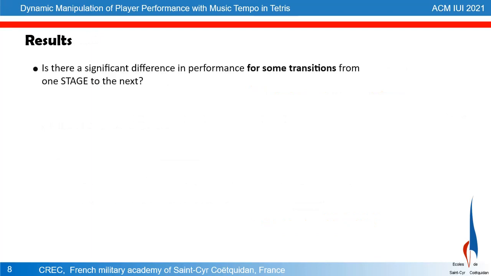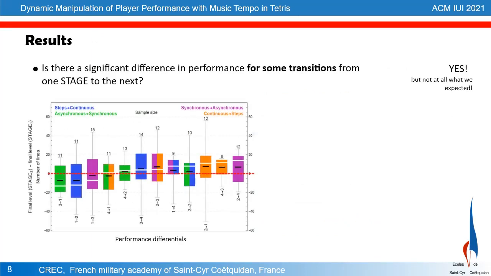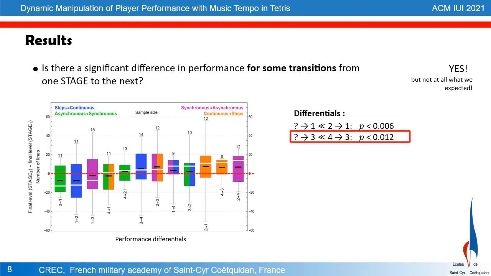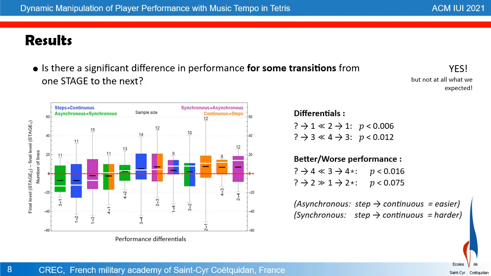The analysis shows that the performance differential is greater for some stage sequences. The difference in performance is much greater when stage 1 is played after stage 2 than after any other stage. The same is true for the sequence of stages 4 and 3, but is the performance better in absolute terms in stage 1 and 3? The results show that the player plays better in stage 4 when played right after stage 3 rather than any other stage.